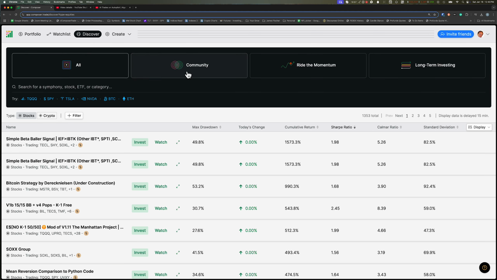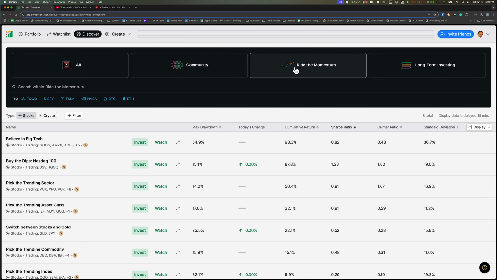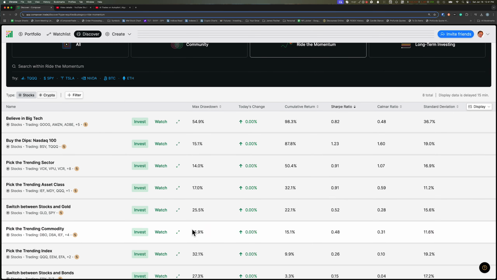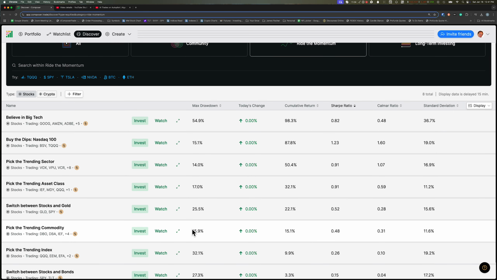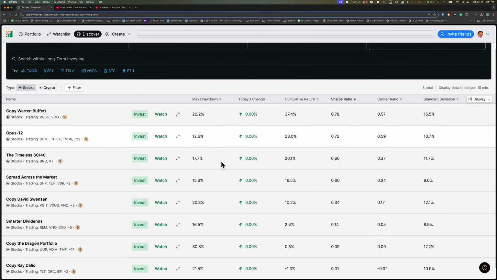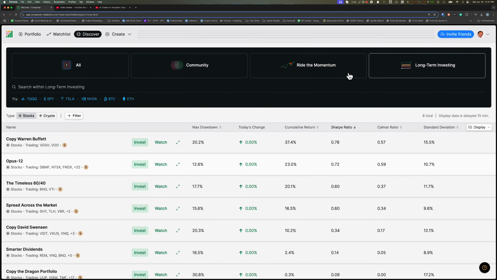This has community. The ones over here are issued by Composer. They're generally a little more tame in terms of their returns. So if you want to keep your risk lower, going over here to ride the momentum or long-term investing might be a good option. Okay, so there you go.